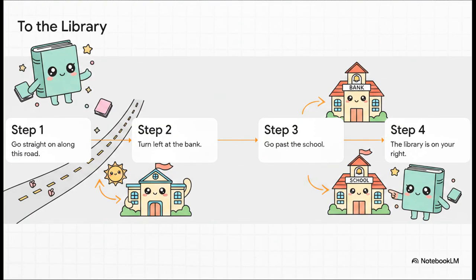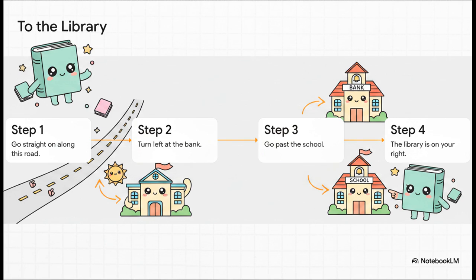Let's look at a full example together. How do we get to the library? Step 1, go straight on along this road. Okay, got it. Step 2, turn left at the bank. Step 3, go past the school. And step 4, the final step. The library is on your right. See how all those pieces just fit together?